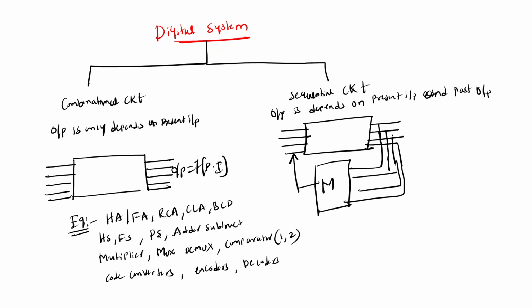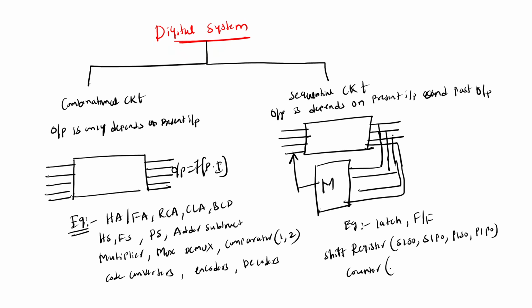In the sequential circuits you are going to study latch, flip flop, and register. In the register, you are going to study serial in serial out, SISO, serial in parallel out, SIPO, parallel in serial out, and parallel in parallel out. This is the shift register. Next, counter. In counter, you are going to study the asynchronous counter, that is also called the ripple counter.